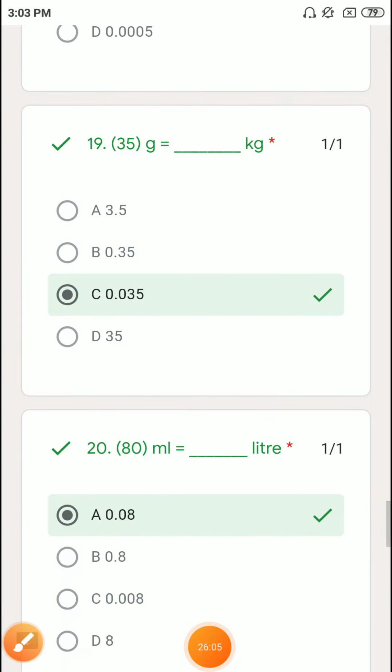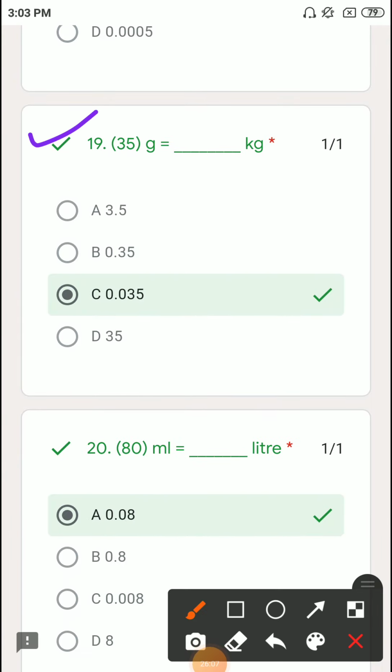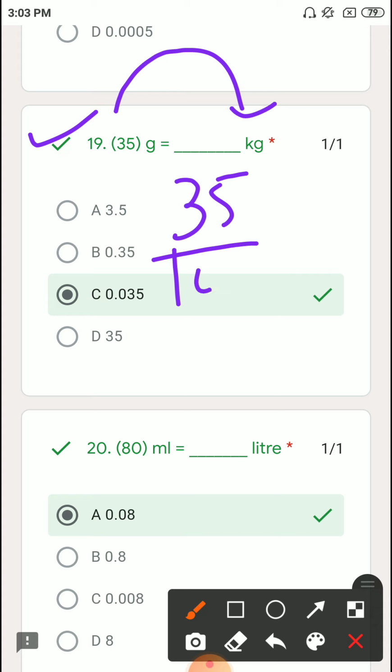Now after that, question number 19. 35 gram is equal to how many kilogram? If we want to convert gram into kilogram, then we need to divide by 1000, because 1000 gram is equal to 1 kilogram. So if we want to convert gram into kilogram, from small unit to big unit, then we need to use the division process, and the difference between gram and kilogram is 1000, so we need to divide by 1000.